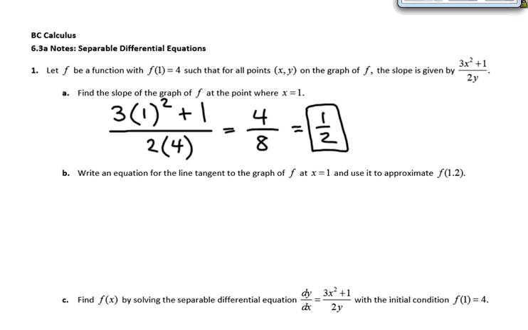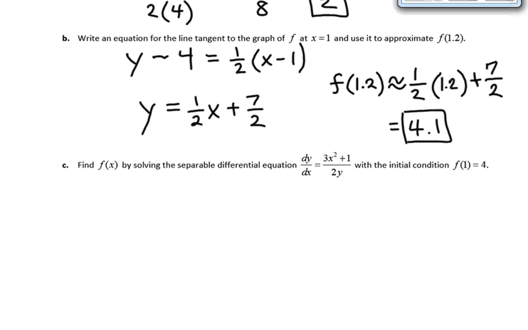Okay, so the first one is very simple. Just find the slope. They give you the slope here. They give you the point here, so that's just a matter of plugging in for x and y and solving. So the slope at the point x equals 1 is 1/2.